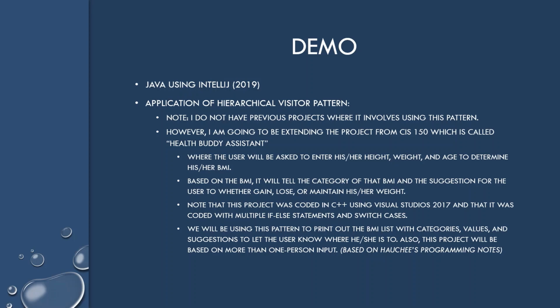Number two is that I'll be adding a do while loop, which allows the user to enter more than one user's information. That means it will allow up to three users to enter their name, height, weight, and age to determine their BMI, and then compare to the report at the end. So let's head over to my demo.